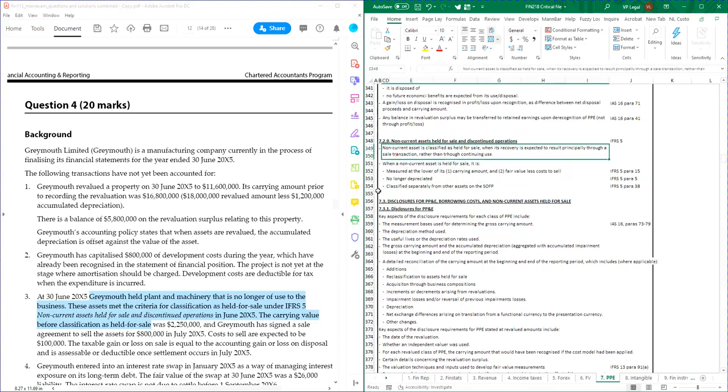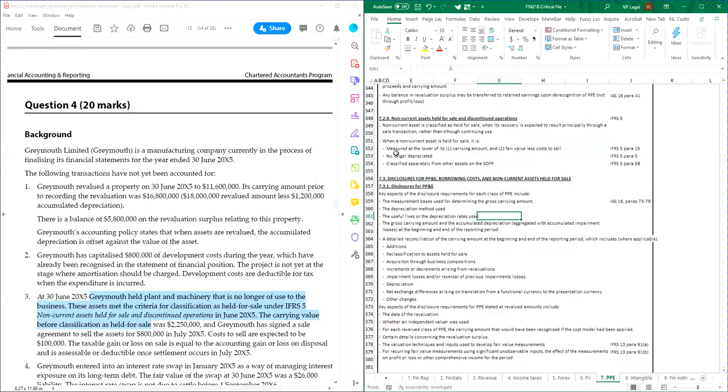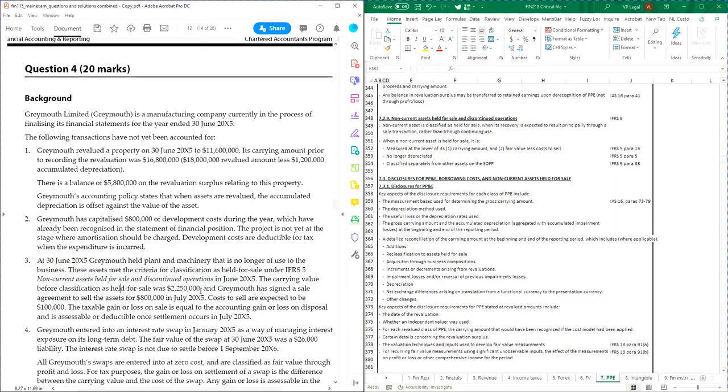which is non-current assets held for sale and discontinued operations, when it is held for sale, it is measured at the lower of the carrying amount and the fair value less cost to sell. So this is all we really need to know for this question. So we need to figure out what is the lower of the carrying amount and fair value less cost to sell. So we know the carrying amount per the question is here, 2.25 million.